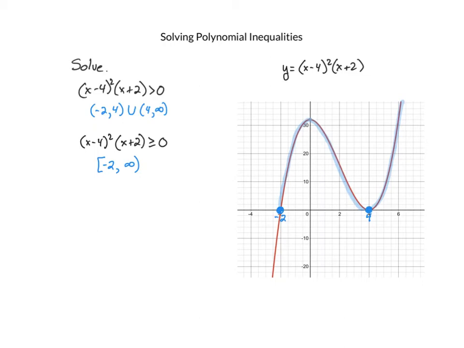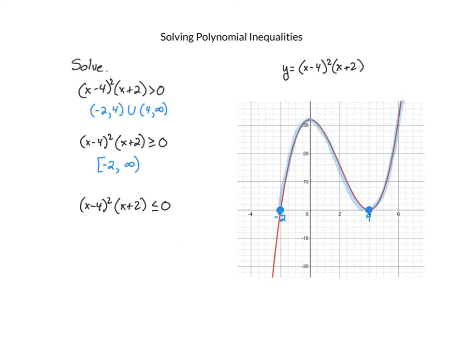I want to solve one more inequality while we have this graph up. And let's let it be this. It will be (x - 4)^2 (x + 2) is less than or equal to 0. So now I would like all of the real numbers for which this product is negative or where the product is equal to 0.